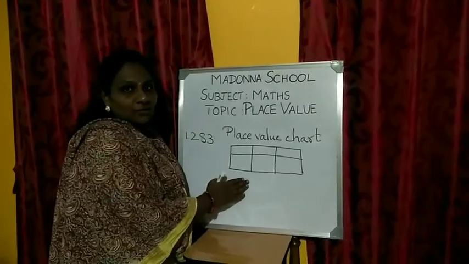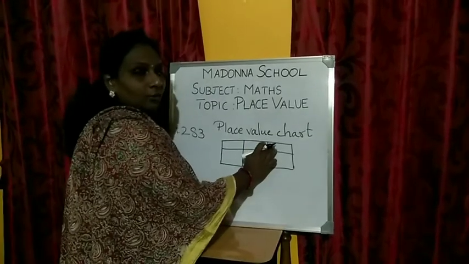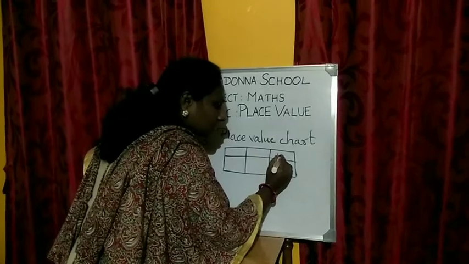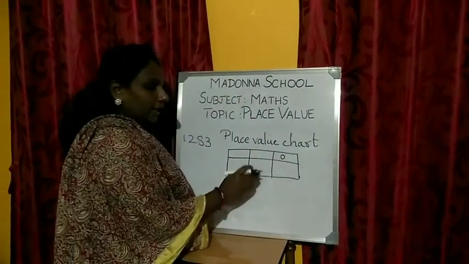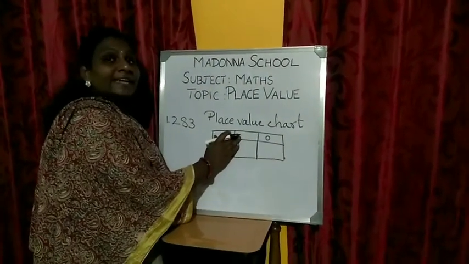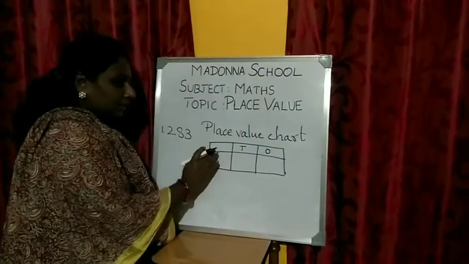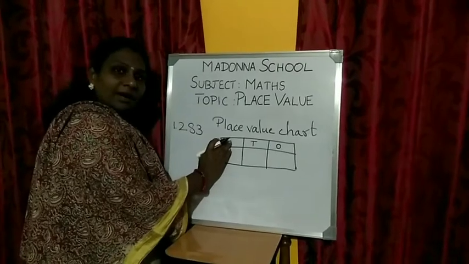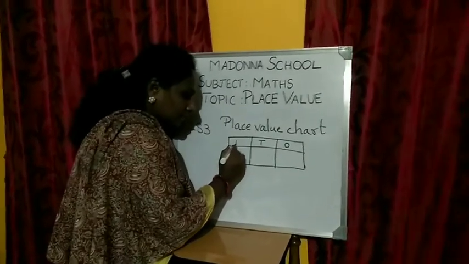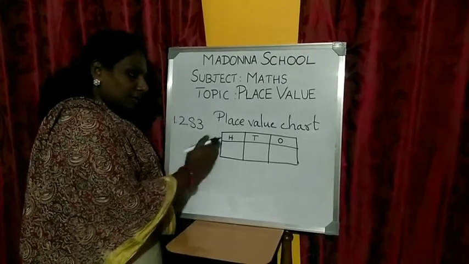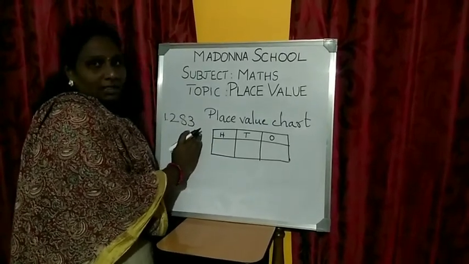This is the place value chart. The first place is called what, children? Ones place. So ones we can also write as O. Okay. Second place is called what, children? Tens place. And tens we can also write as T. And third place is called hundreds place and also you can write it as H. If it is a 4 digit number, then what should you do? You should write here thousands.